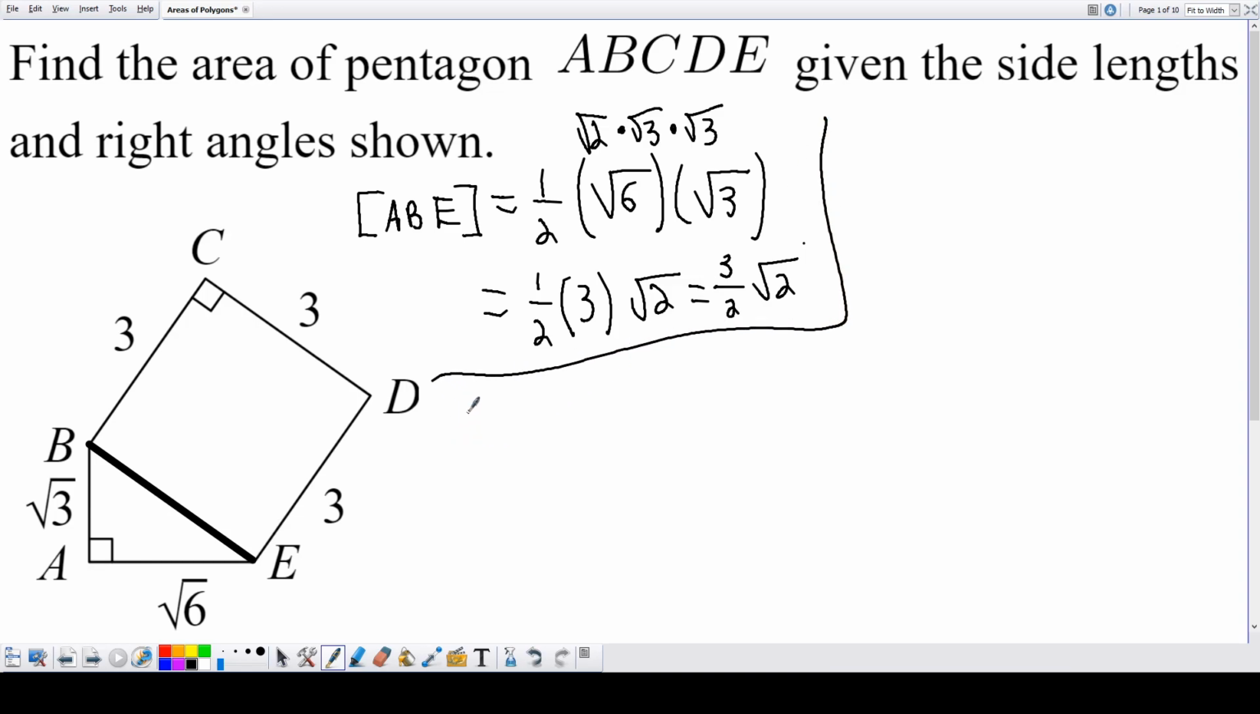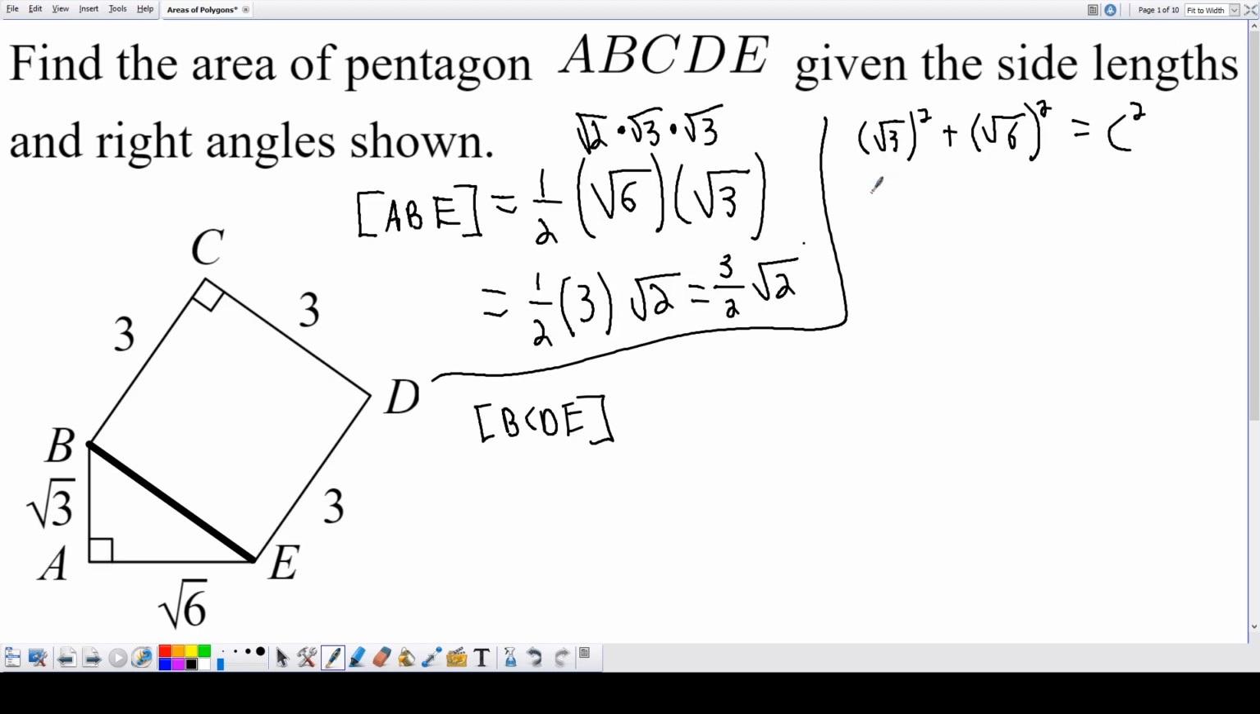So, area of BCDE. Well, it looks like a square. The way to confirm that would be to find the length of BE. Now, since BE is the hypotenuse, we can find the length by using the Pythagorean theorem, where we take the legs of our triangle squared, and that would equal our c squared.